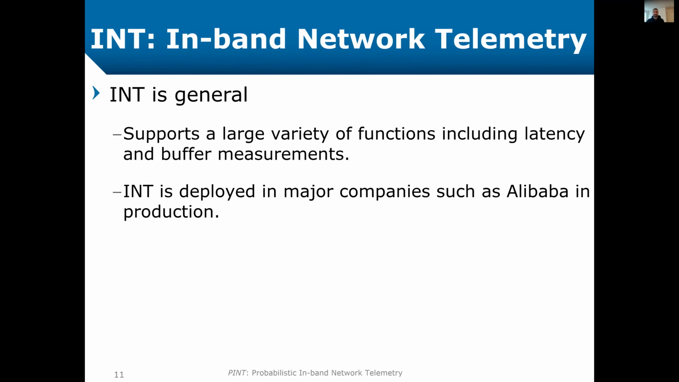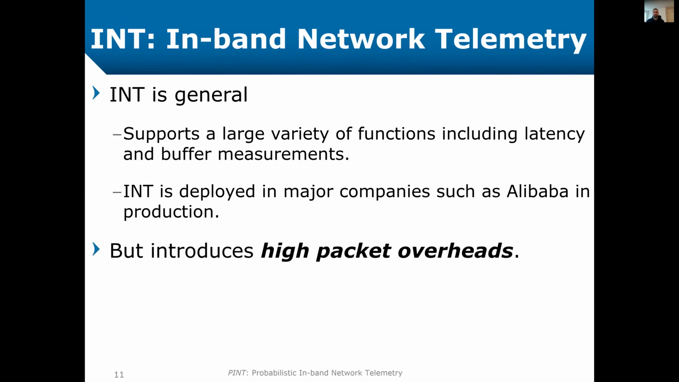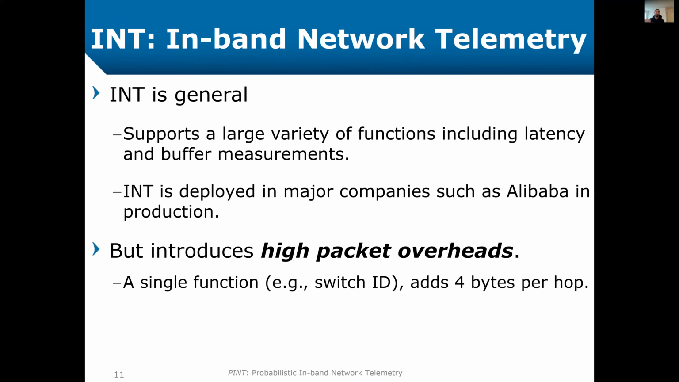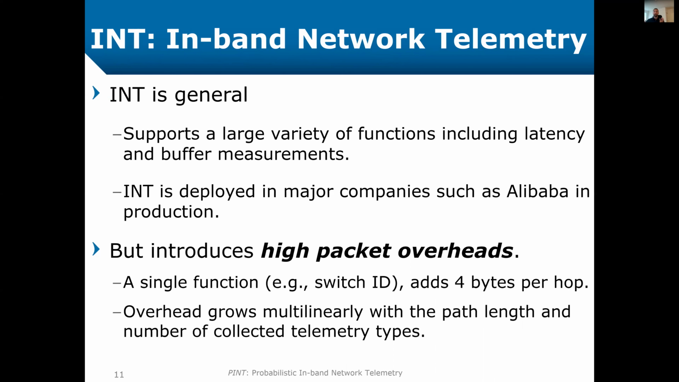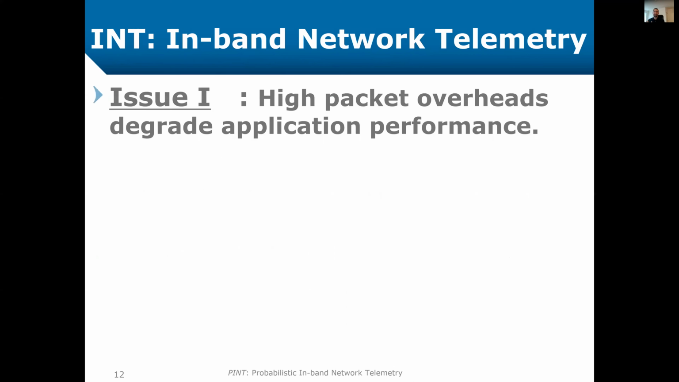It's already running in production. I think all of the major switch vendors are now supporting it in their products, but it also introduces high packet overheads. And what I mean by that is each value that the switch adds more and more bits to the packet, right? So in INT, this is hard-coded to be 4 bytes per switch per telemetry type. And this grows multilinearly in both the path lengths and the number of telemetry types that we are trying to collect. So what's the issue here, right?